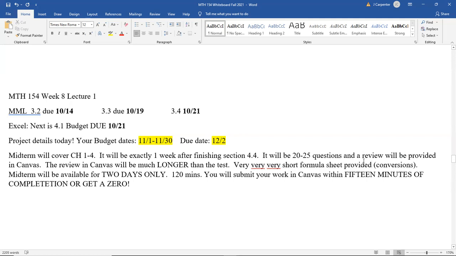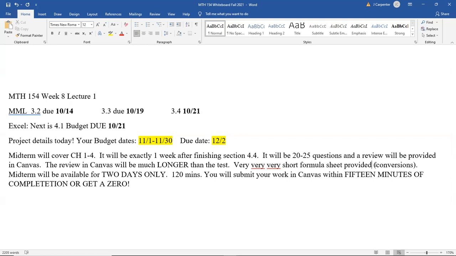This short formula sheet is not going to have anything having to do with interest or finances. This is just going to be a couple of conversion formulas. So maybe something like 2.54 centimeters is an inch, or 5,280 feet is a mile, things like that. And they don't have to all just be distance, but you get the idea.